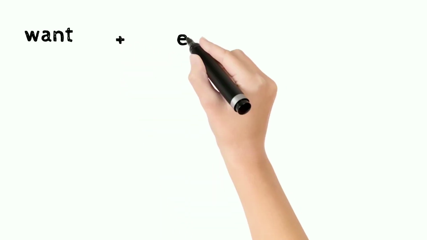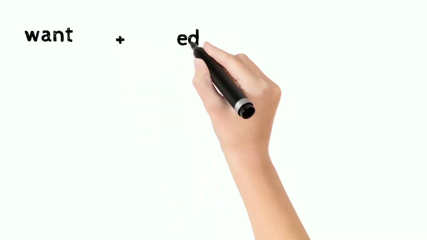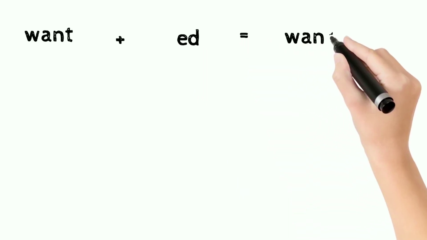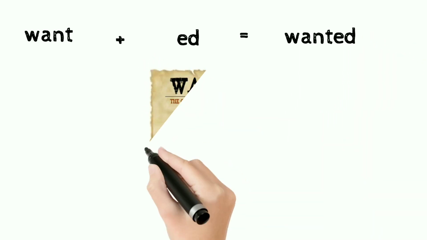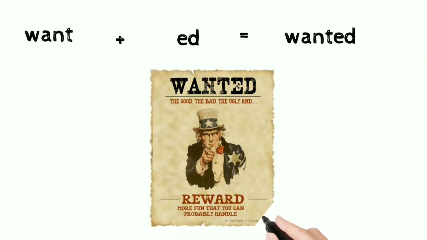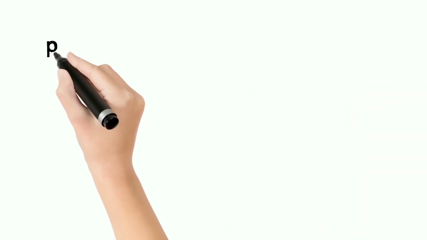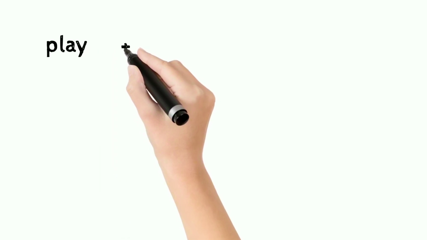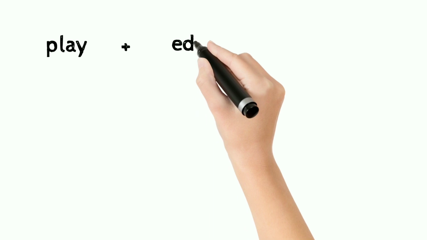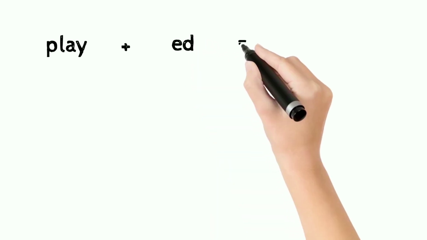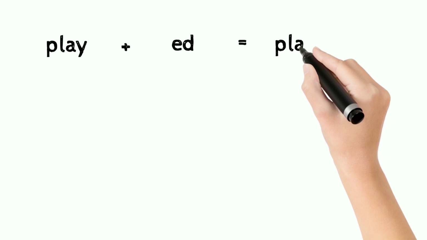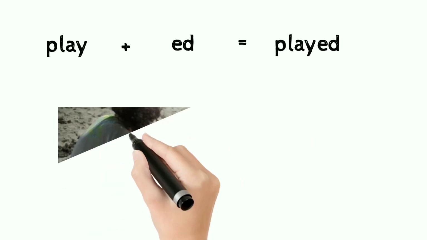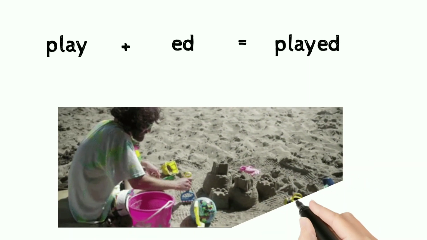Next example is want. WANT plus ed becomes wanted. WANTED, wanted. Okay. Next example is play. PLAY plus ed, played. Play becomes played. PLAYED, played. Okay.